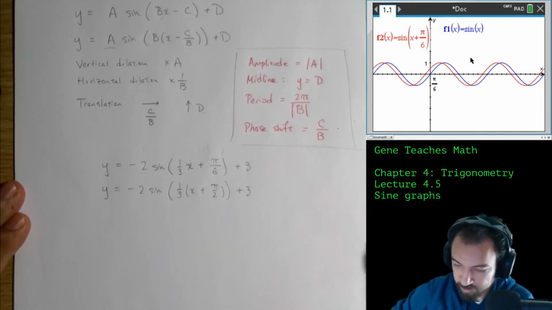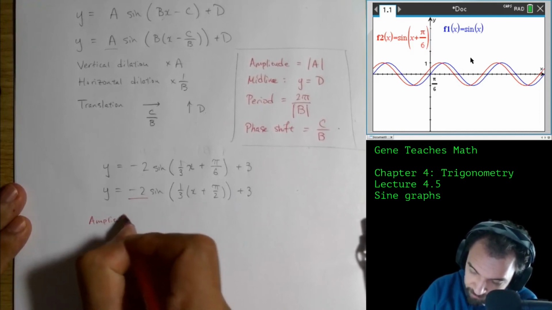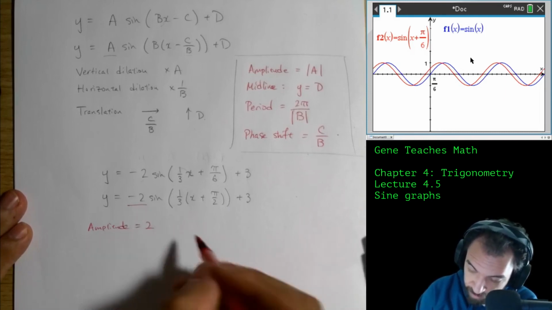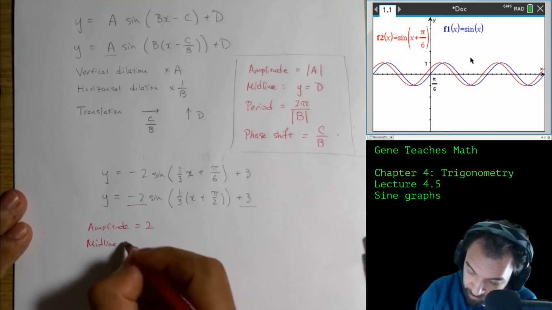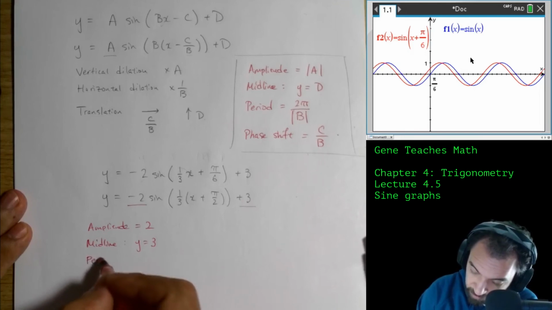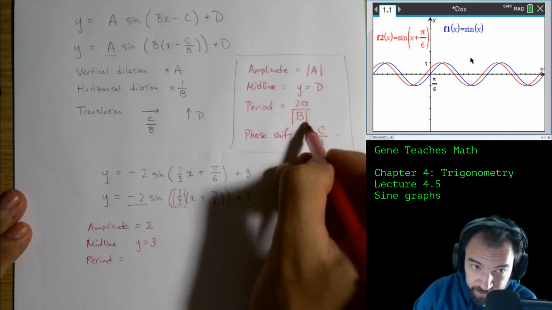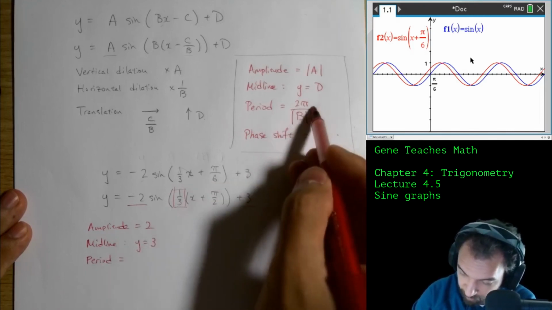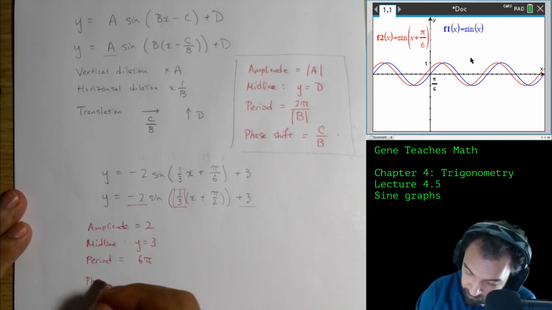Then we can extract the amplitude, which is the absolute value of that a, which is going to be just 2. And then we can say the midline is based on the number that appears in the back right here. That's y equals 3. Then the period is based on the horizontal dilation. I'm going to divide by this number, as in multiply by its reciprocal. So that's going to be regular 2 pi times 3 over 1. That's 6 pi.